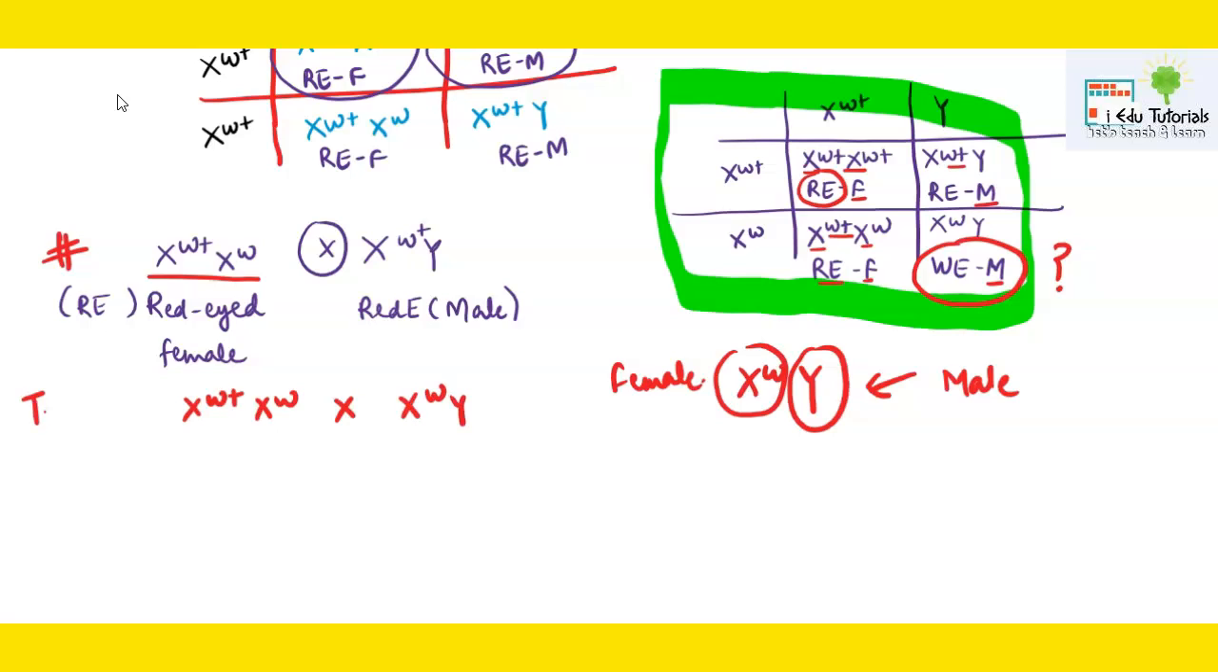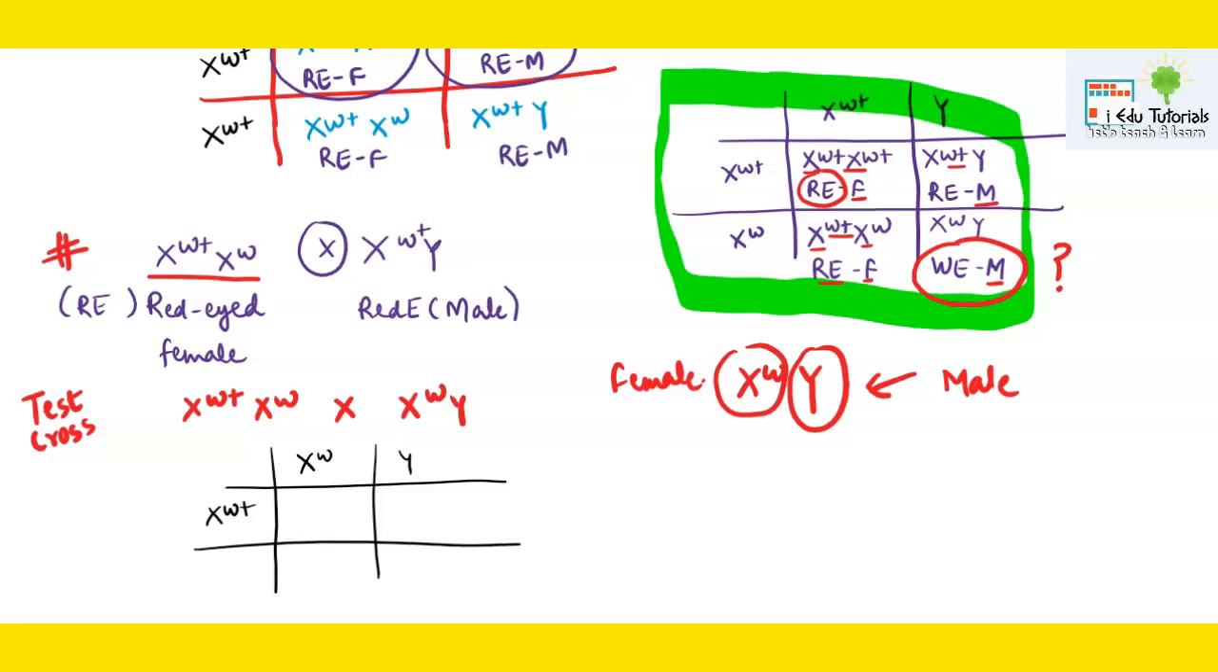You remember in a test cross, whenever we want to estimate the genotype of the F1, we always cross it with the recessive parent. So what were his results? He made a Punnett square again for the conclusions. Here X plus and here XY. So these were the genotypes. Here it will be XW, XW and XWY.